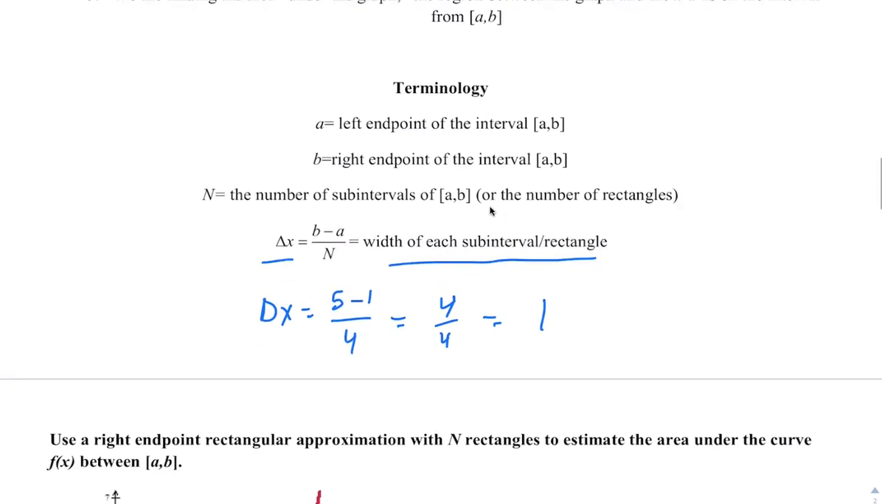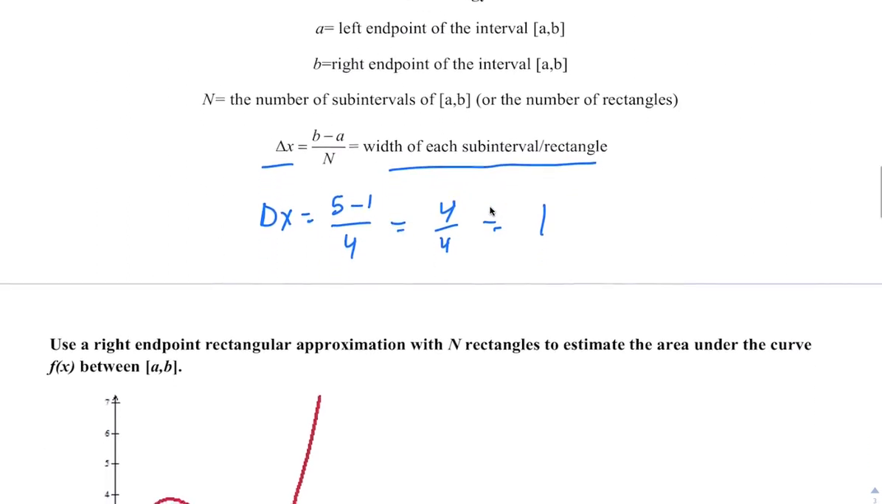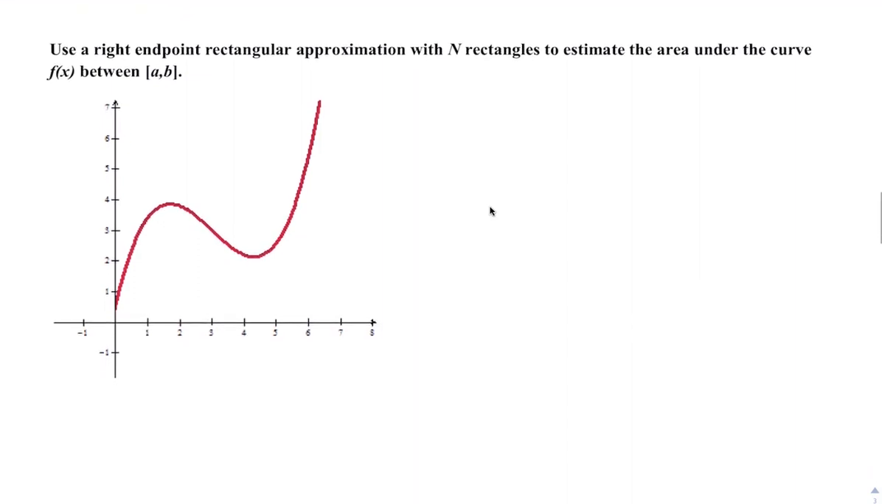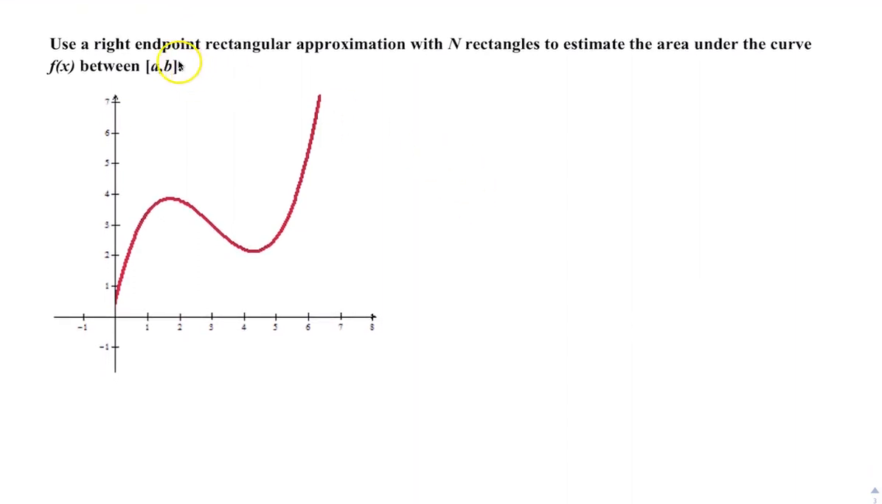Now let's talk in more detail about how we use these things, and what different types of approximations we could use. The first type of approximation we're going to talk about is right endpoint approximation with n rectangles. So we're just going to do a general case real quick. We estimate the area under the curve f of x. Instead of being 1, let's say this is a, and let's call this b.